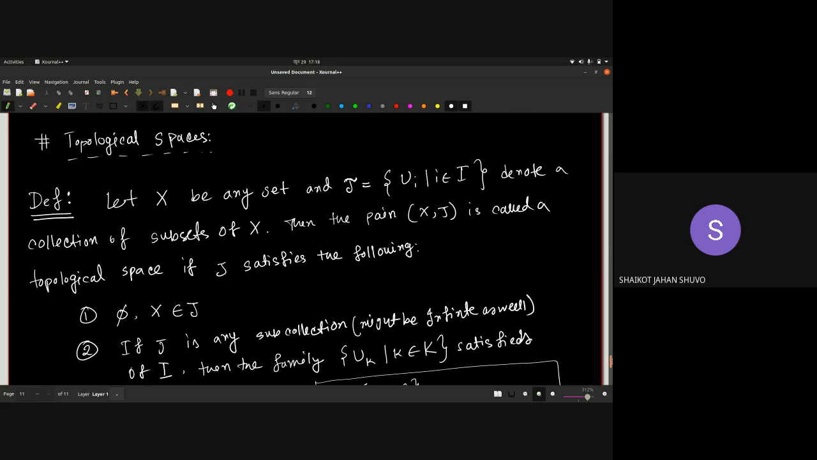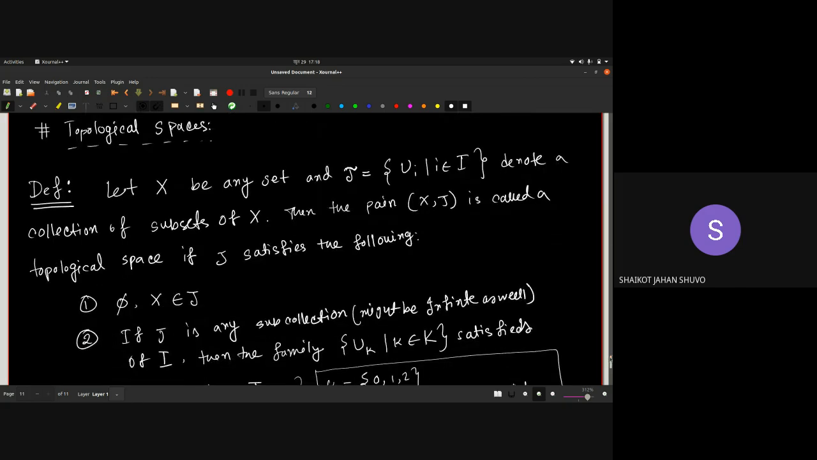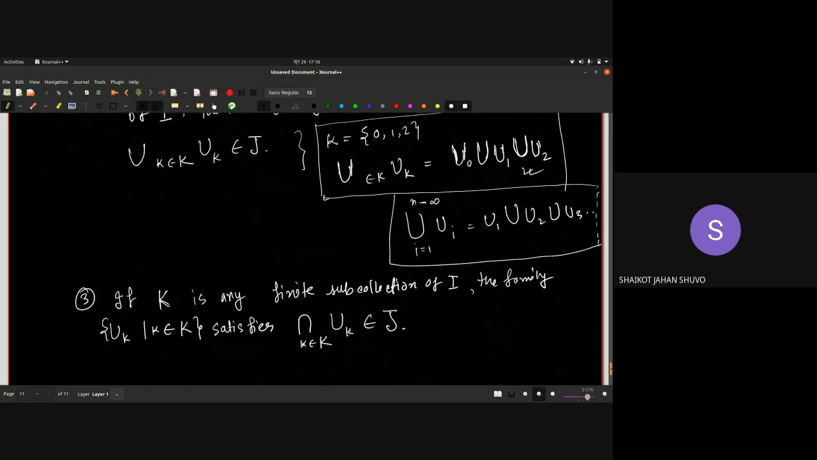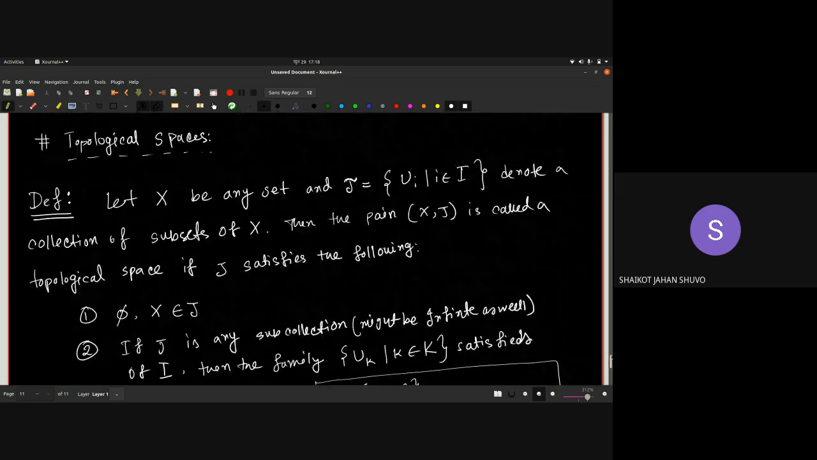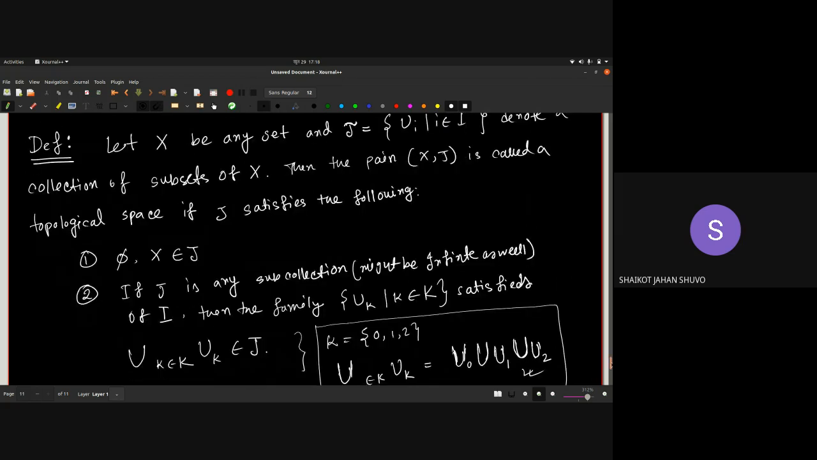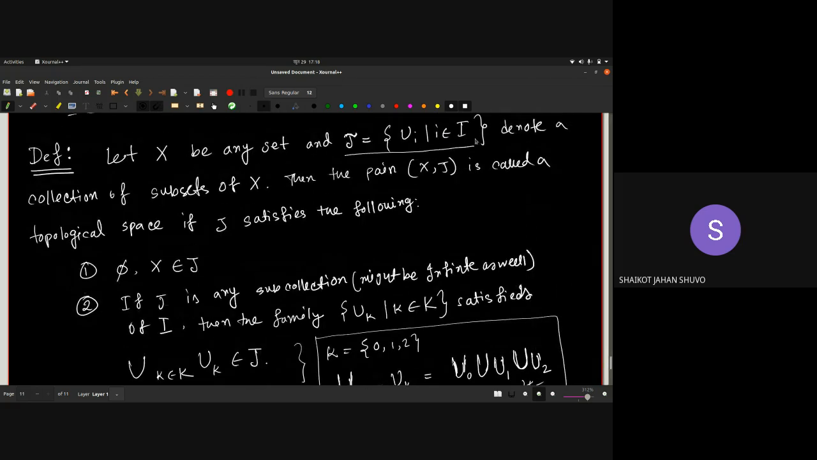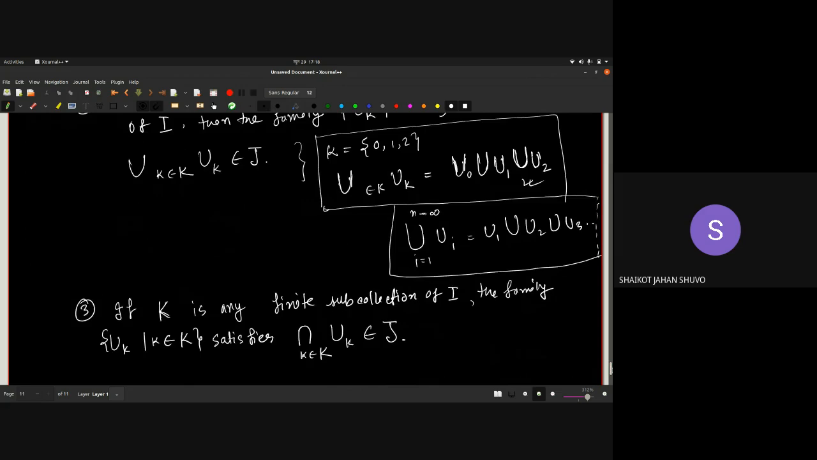If any type of set, some set X, satisfies these three conditions, then we call that set a topological space. Sometimes we call this tau the topology over the space X. So what it does is that this subcollection, or this collection of open sets, gives a topology over the set X. And all the U's that you see here have to be open sets.